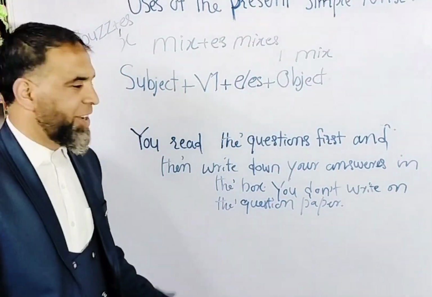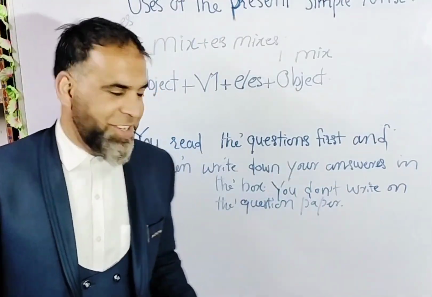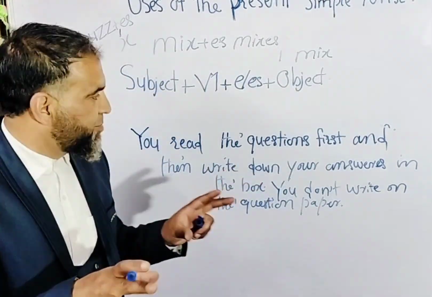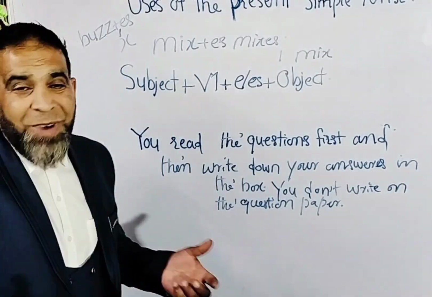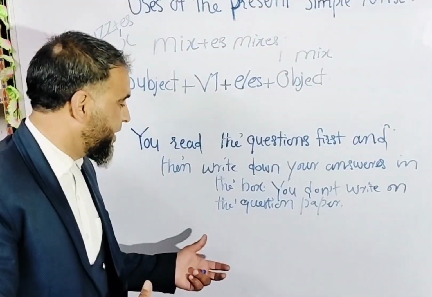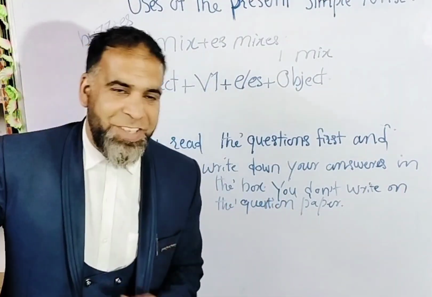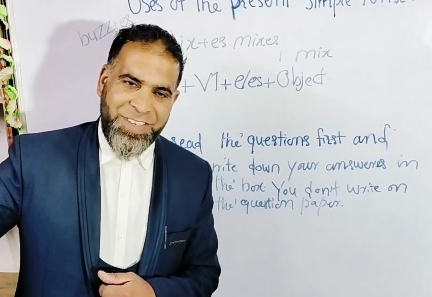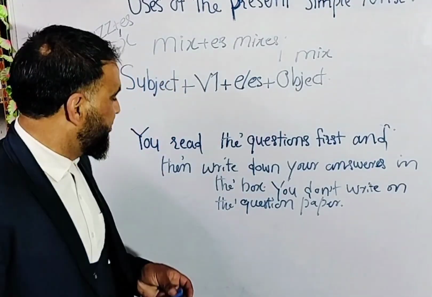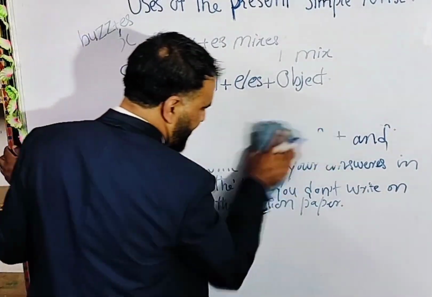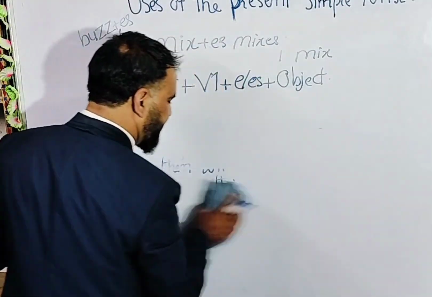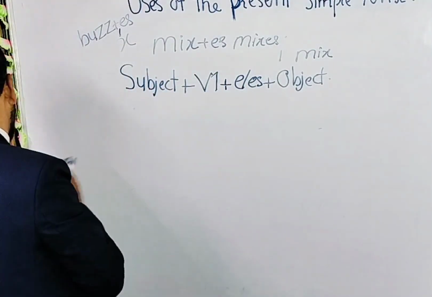So what is it? It's an instruction. You read the questions first and then write down your answers in the box. You don't write on the question paper. So it's an instruction. Okay? So we use this present simple tense to give instructions and directions. One more use is very important.